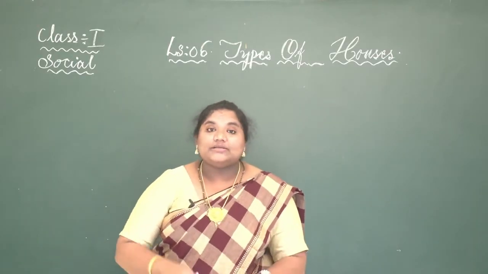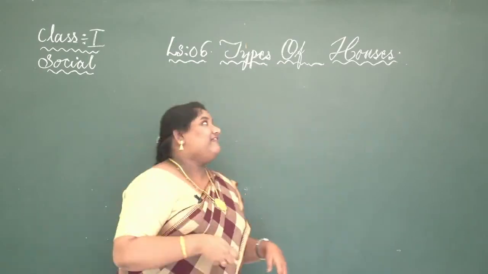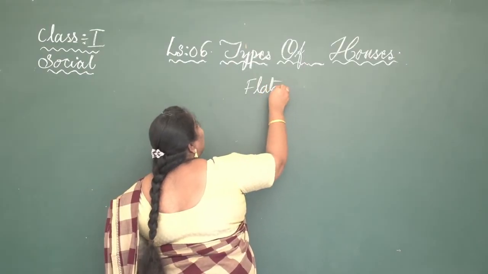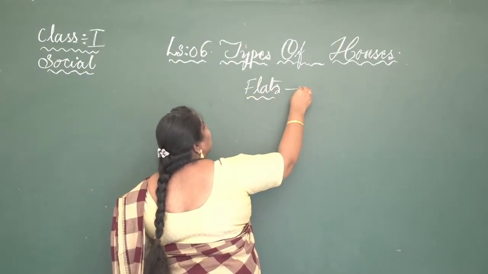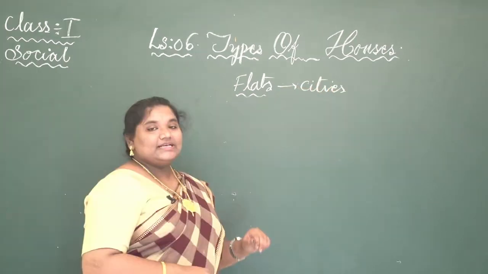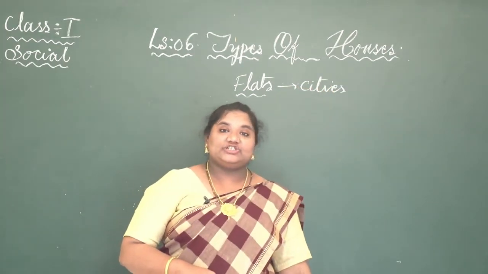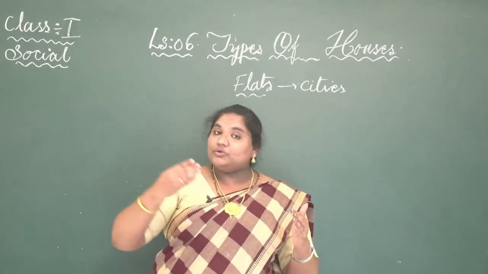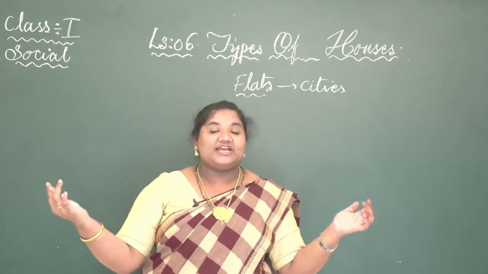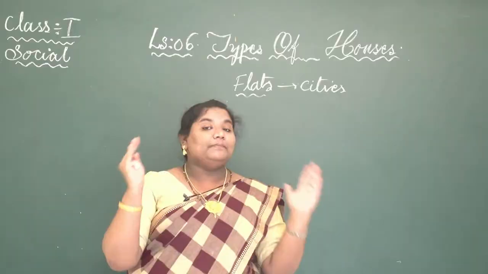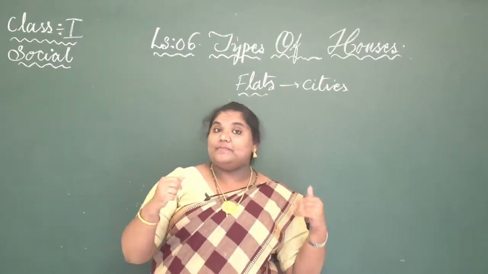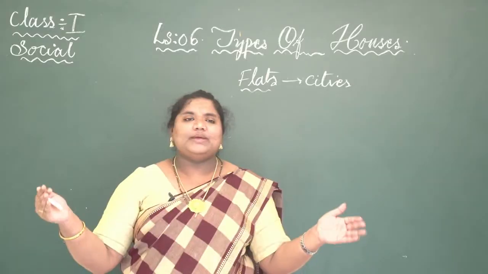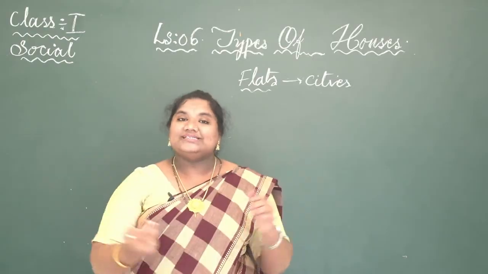So the multi-storied buildings are called flats. So the first one is flats, where people live in cities. Flats are the places where people live in cities. So how are they constructed? Flats are constructed in cities. Why are they constructed in cities? As you see, when compared to a village, cities have less space to construct buildings. Why so? Because there are many factories, many industrial areas, many malls. So many places, and so many people build houses in cities.